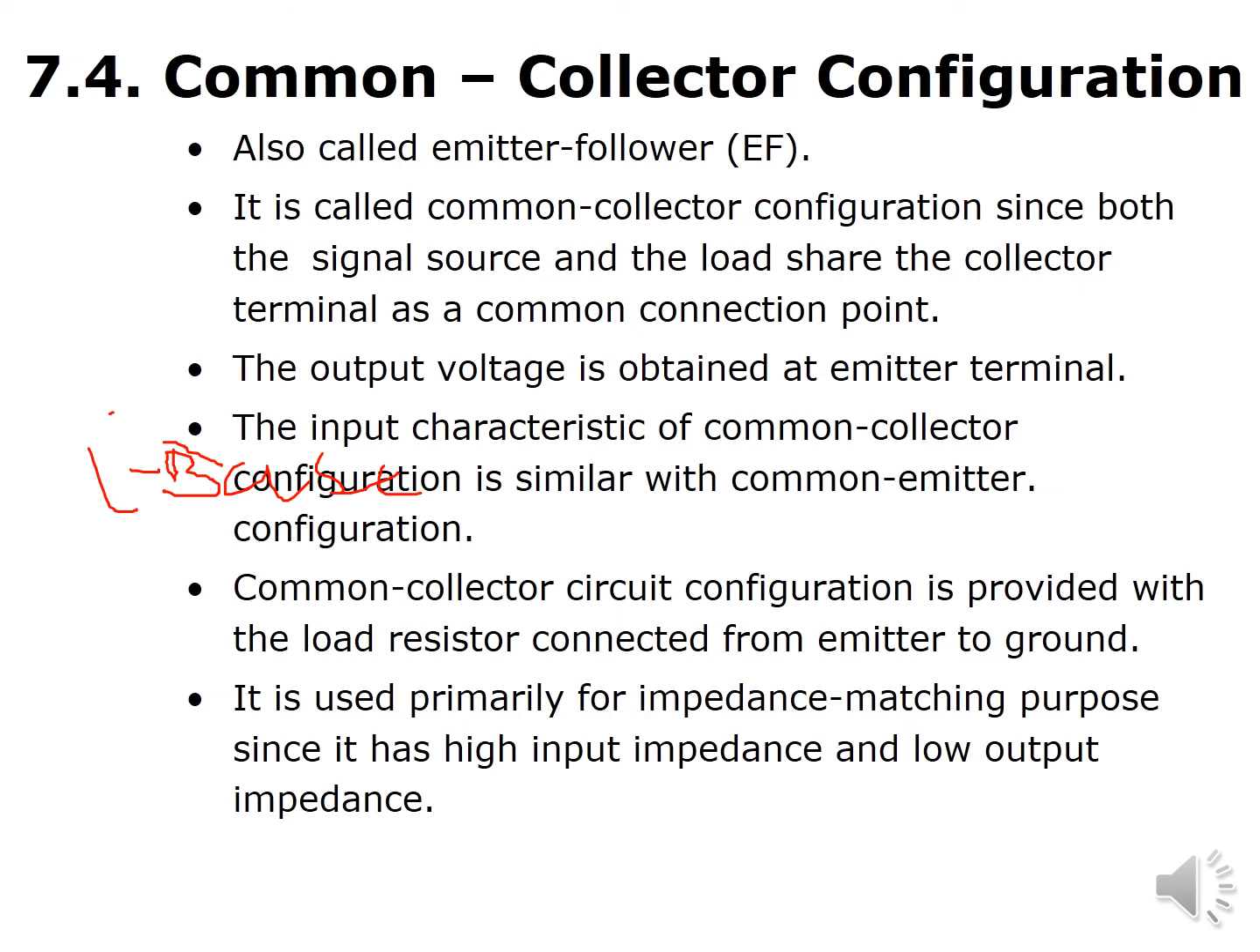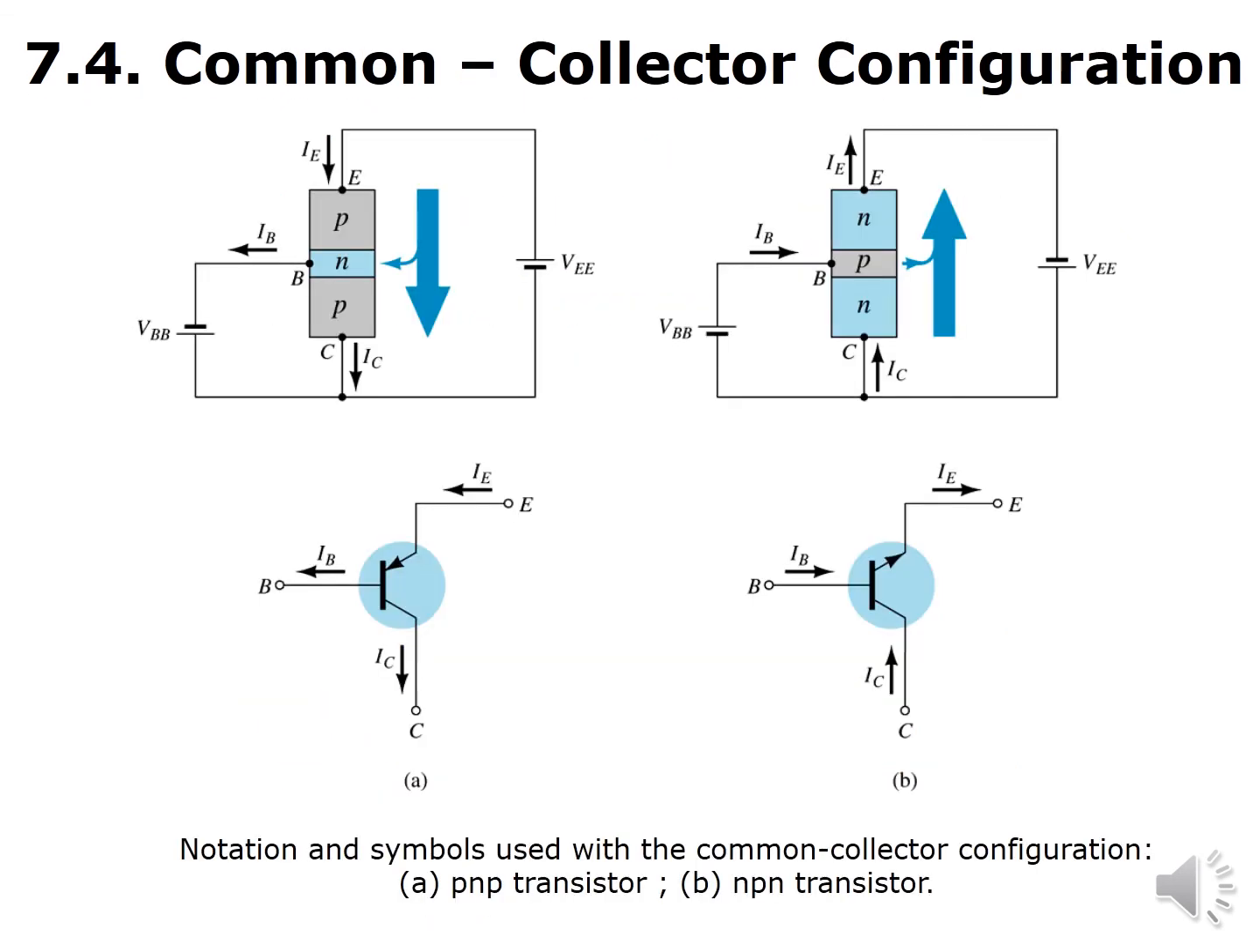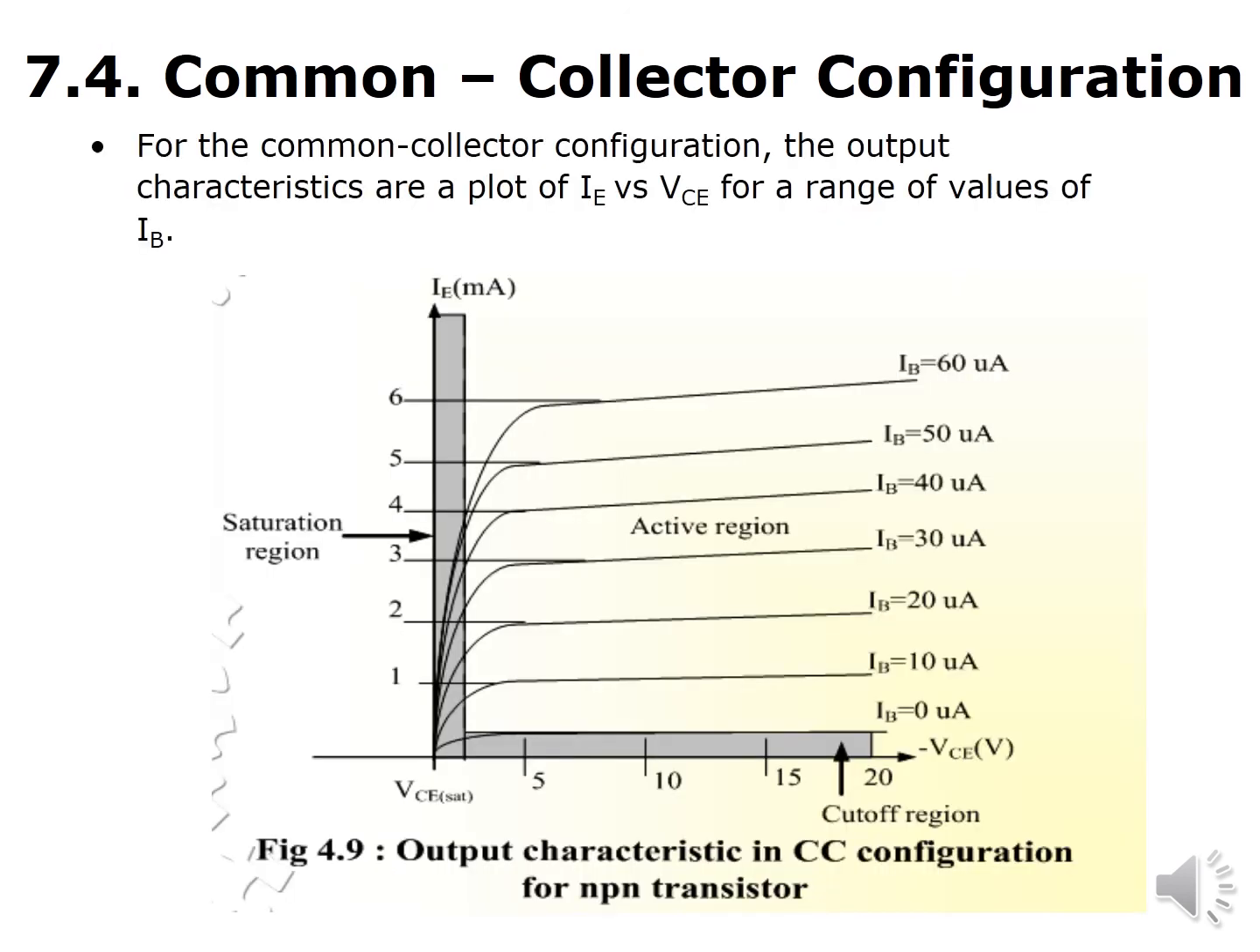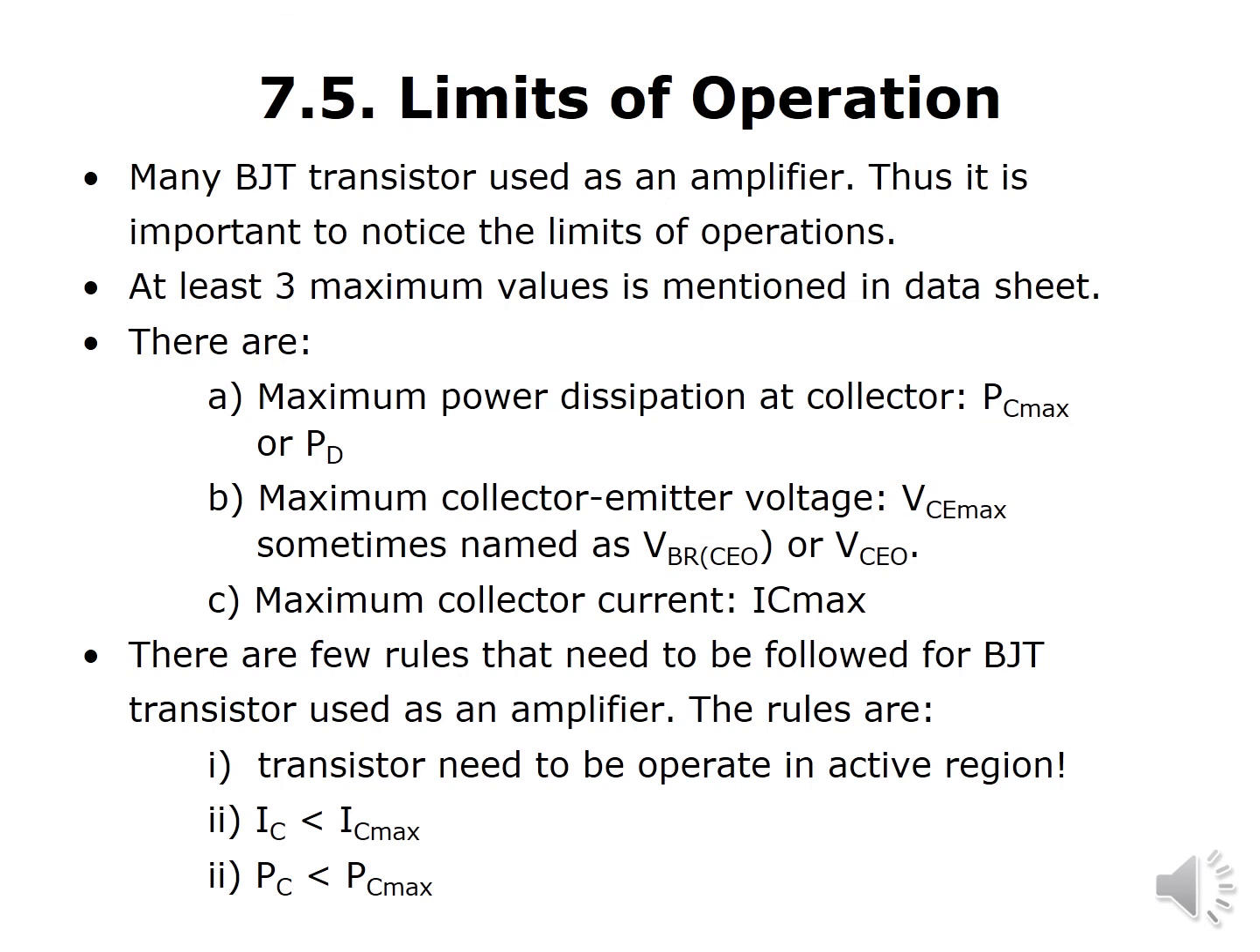It is used primarily for impedance matching purposes since it has high input impedance and low output impedance. So you see that the common base has low input impedance and high output impedance. Common collector has high input impedance and low output impedance. So that is the configuration and how you bias it. For the common collector, the output current is plotted as given. As you can see, this is almost the common emitter.